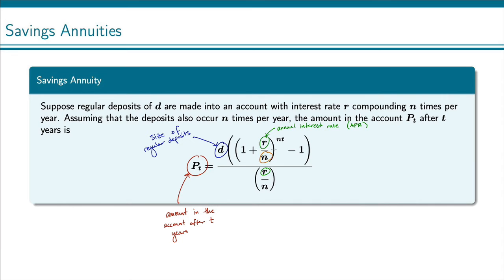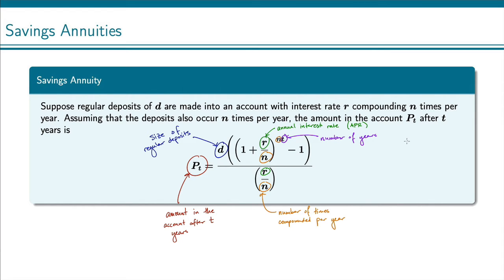Then we've got N, and N shows up in three different places, and N is the number of times that interest is compounded per year. And then finally we have this T right here, and T of course is the number of years.